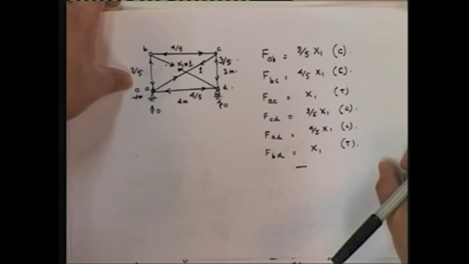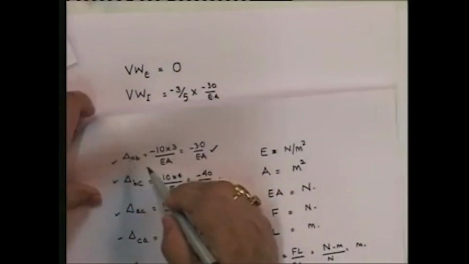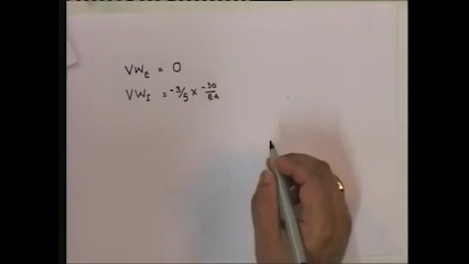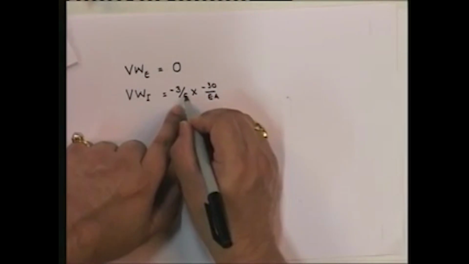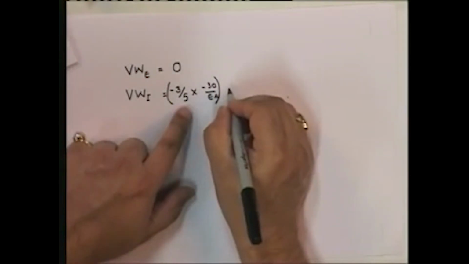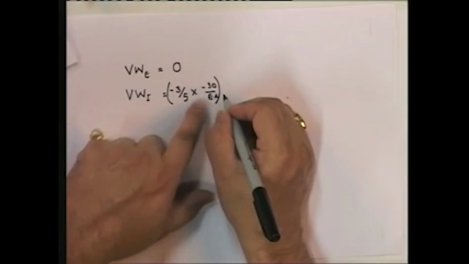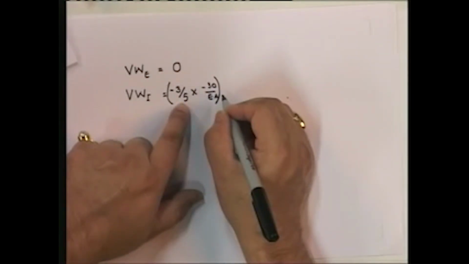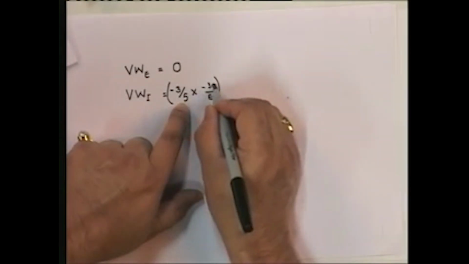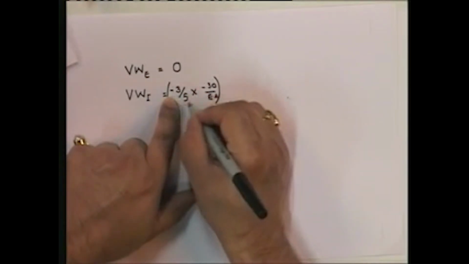Note that this is compressive. So the compressive force is going to be given by minus, undergoing the real deformation in member AB, which is minus 30 by EA. So the internal virtual work contribution by AB is going to be minus 3 by 5 into minus 30 by EA. That's the virtual work done by the real deformation in AB due to the loads undergoing the virtual force in the system. This negative implies that there is a shortening. This negative implies that there is a compressive force.